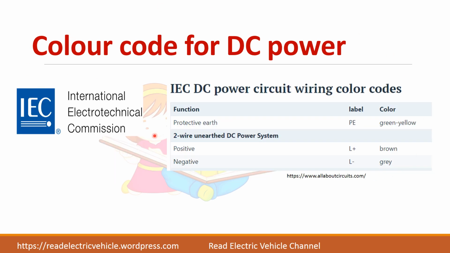Next, according to IEC, if you see the color code, normally for positive and negative, brown and gray are used. This is the new color code followed in most countries. Earlier they were using red and black, but now they are following brown and gray.